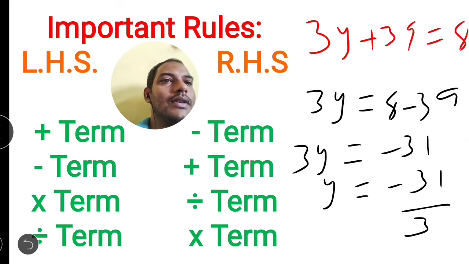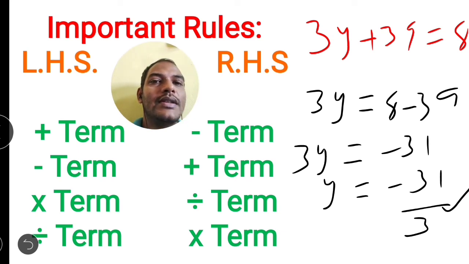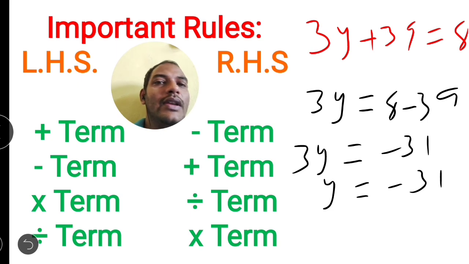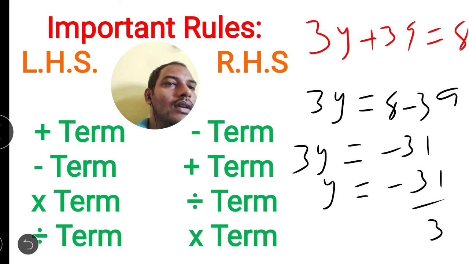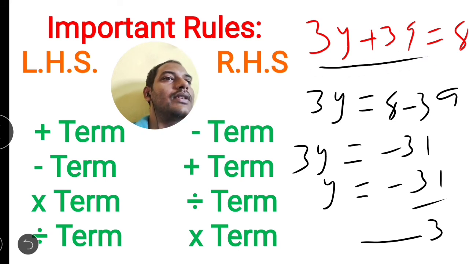So observe the answer now. 3y equals 8 minus 39, 3y equals minus 31, y equals minus 31 by 3. Do you know which type of number minus 31 by 3 is? Yes, it is a rational number. And you can verify your answer by substituting this y value in the given linear equation. If you get LHS equals RHS, then definitely your answer is correct.